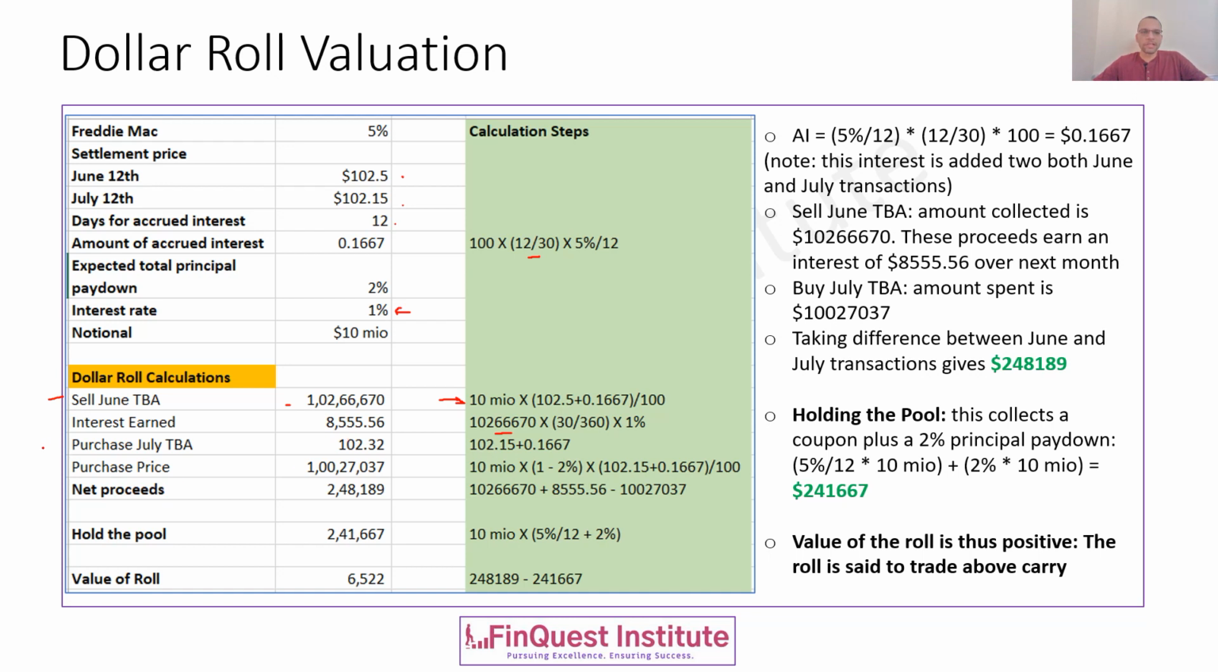The second transaction is purchasing the July TBA. So again, a similar transaction. Here we have the settlement price, which is given as 102.15, which we write here, and 0.166 is nothing but the amount of accrued interest. So as I mentioned previously, we'll be adjusting the accrued interest in both the positions, the June and the July position. So the purchase price is nothing but the notional of 10 million and we have a bracket. So we are adjusting for the total pay down of notional which is happening. So 1 minus 2% into the settlement price for July, which is 102.15 plus 0.166, which is again the accrued interest upon 100. So this gives us a purchase price.